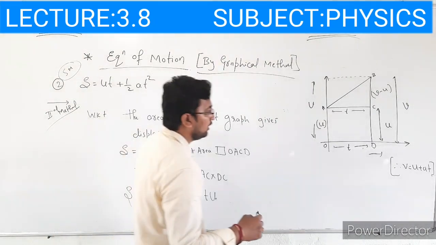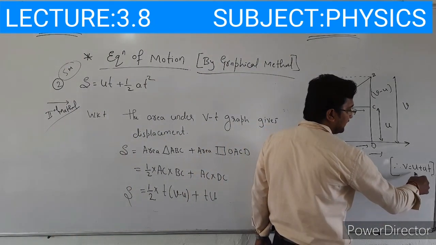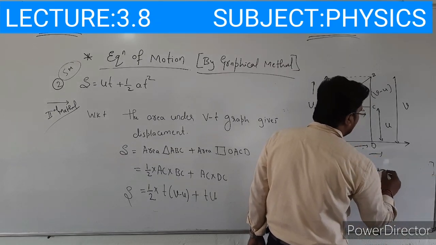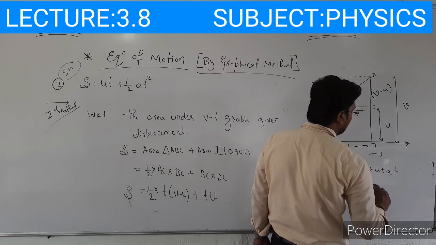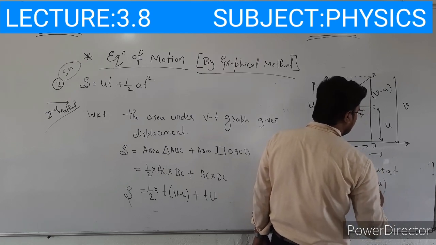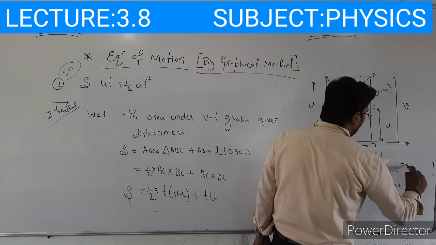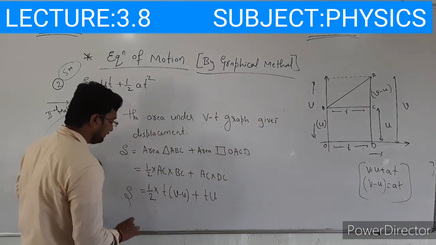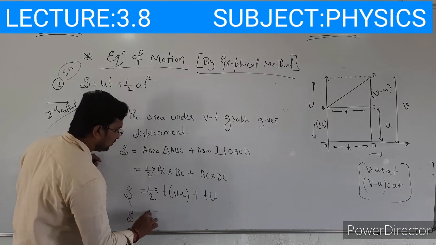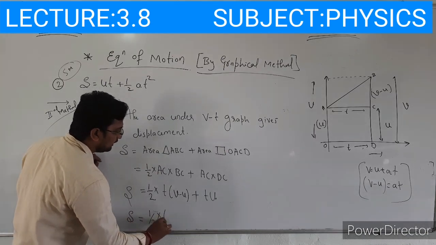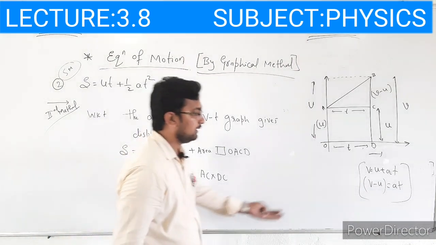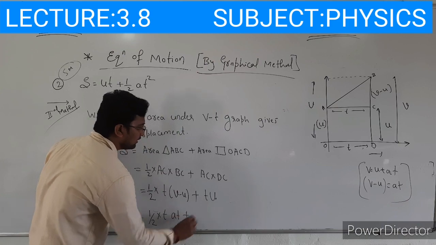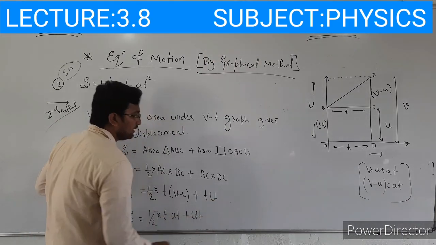Okay, see here, already we know this expression: V is equal to U plus AT. From this relation, V minus U is equal to AT. Substitute this value in this expression. So then displacement is equal to 1 by 2 into T, the V minus U value is AT, plus this value UT.